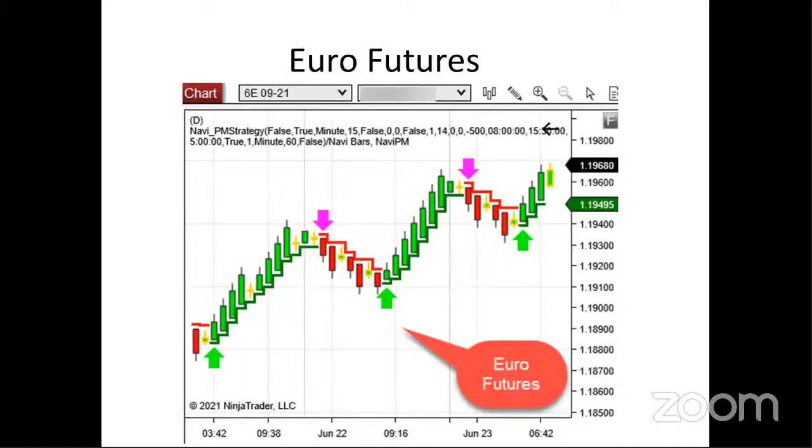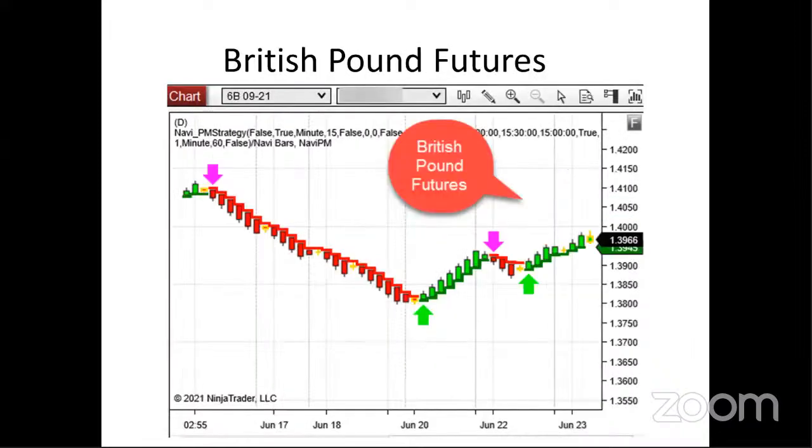All right, so the charts can be used in a number of different markets. Here's Euro futures, some buy and sell signals on the Euro futures, 6E contract. And also for those people trading the spot Forex market, the charts work the same way on the Forex market. Here's the British pound futures.